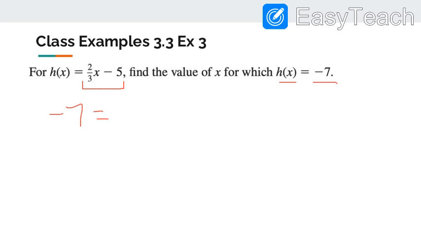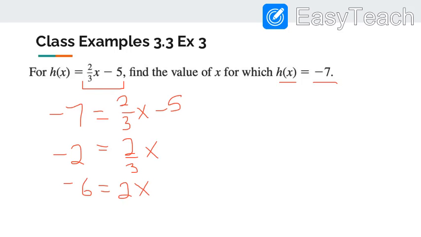Negative 7 is equal to 2/3 x minus 5. We'd solve this like we would solve any other problem. We'd just solve it backwards. So we'd add the 5 to both sides. So we'd have negative 2 is equal to 2 divided by 3 times x. Times both sides by 3, we get negative 6 equals 2x. Divide both sides by 2, we get negative 3 is equal to x.